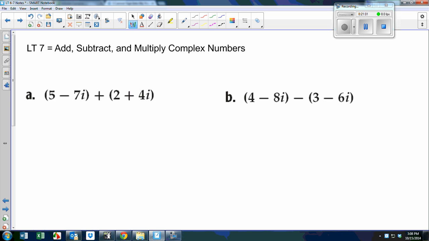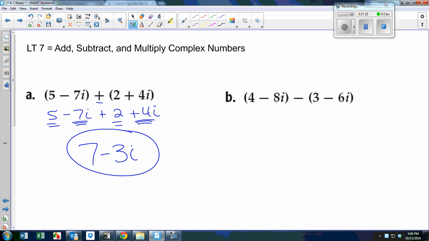Again, if it feels right, it's probably what you should do. So when you're adding, you just add like terms. 5 minus 7i plus 2 plus 4i. Your like terms are 5 and 2, so they make 7. And the imaginary terms, negative 7i and positive 4i, makes minus 3i. So when you add complex numbers, you get a complex number. When you subtract them, you've got to be careful and make sure you subtract the 3, so minus 3, and you subtract the negative 6i, which turns into plus 6i.